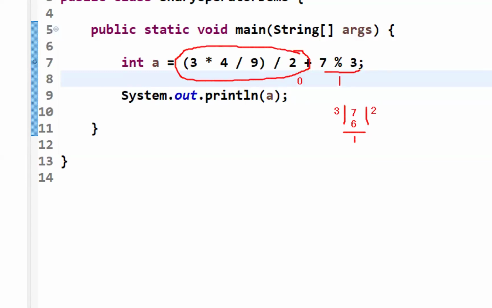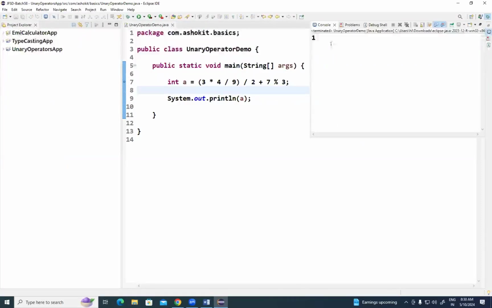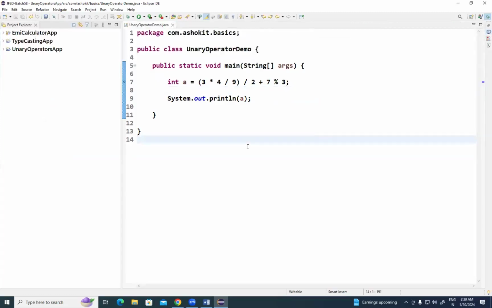In between these two, there is a plus operator. Then finally, 0 plus plus 1, which is 1. Tell me, what's the output of A? 1. Let's see. What's the output, guys? 1.